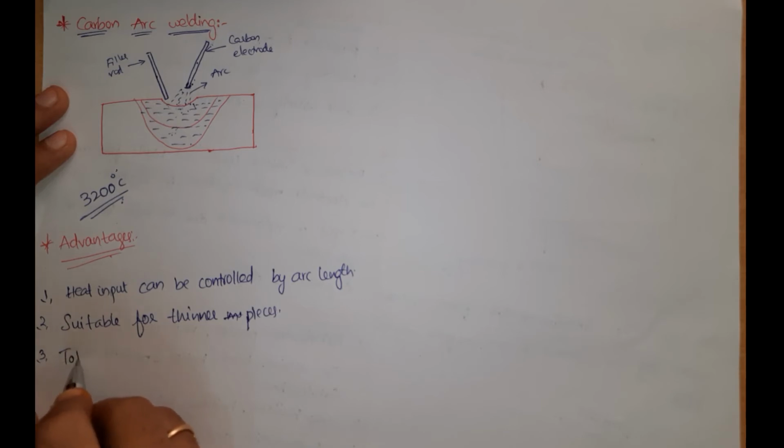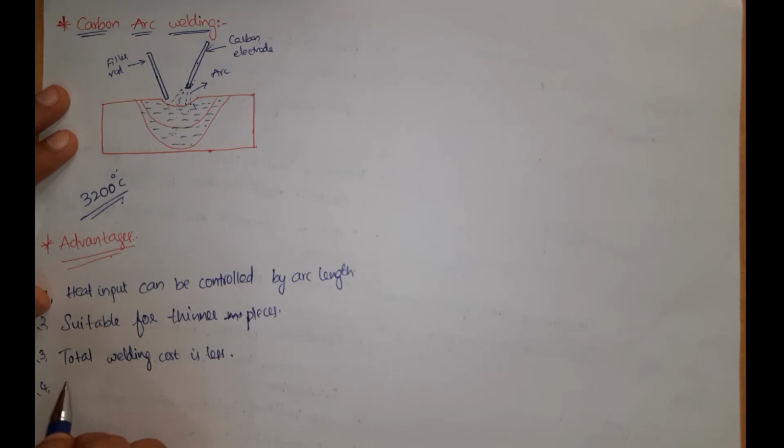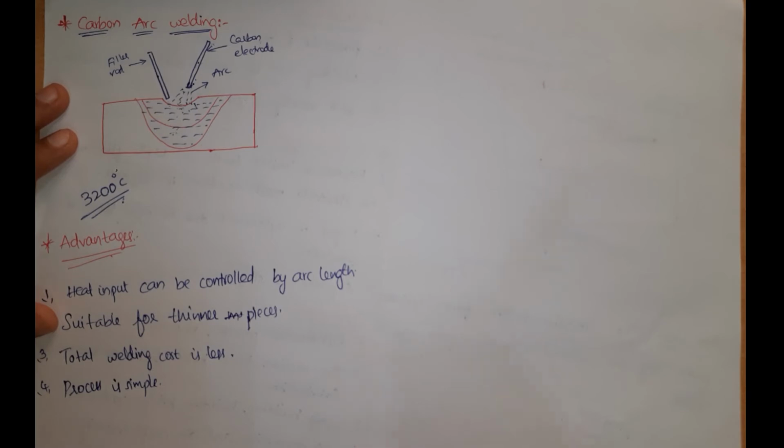Also, the next advantage is that the total welding cost is less. Welding cost is less when compared to the other arc welding processes, right? The last advantage is that the process is very simple. Take a carbon electrode, give supply to heat it up to a certain extent that it gets penetrated into the metal workpiece, right? So the process is simple. These are the advantages of carbon arc welding.